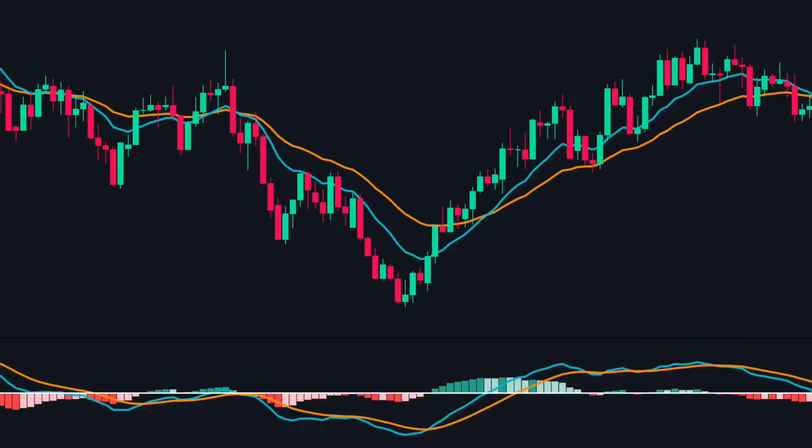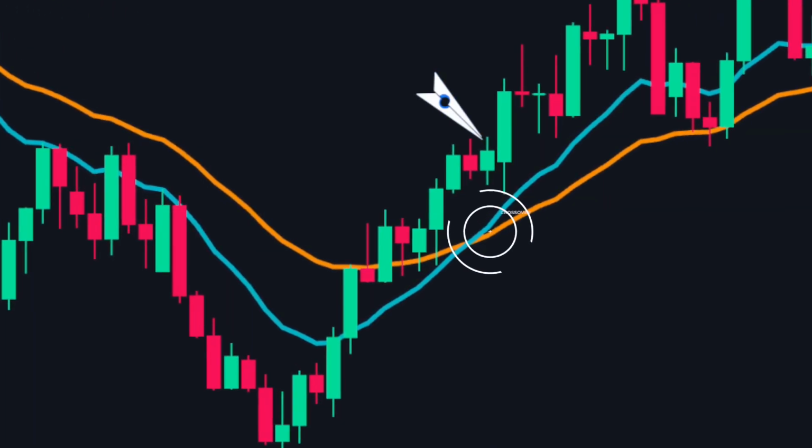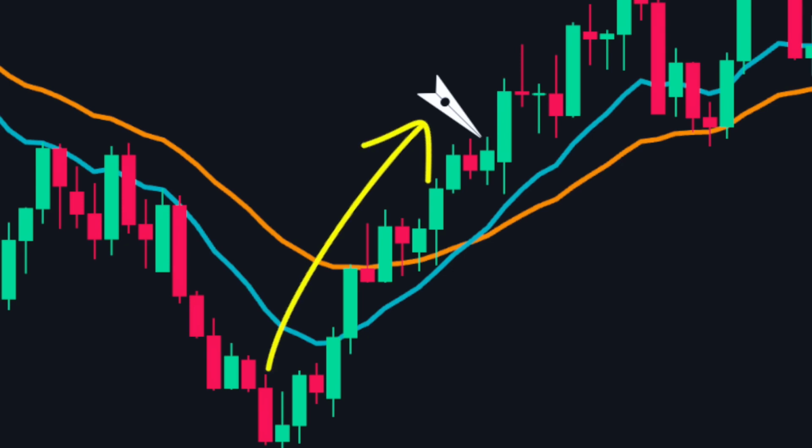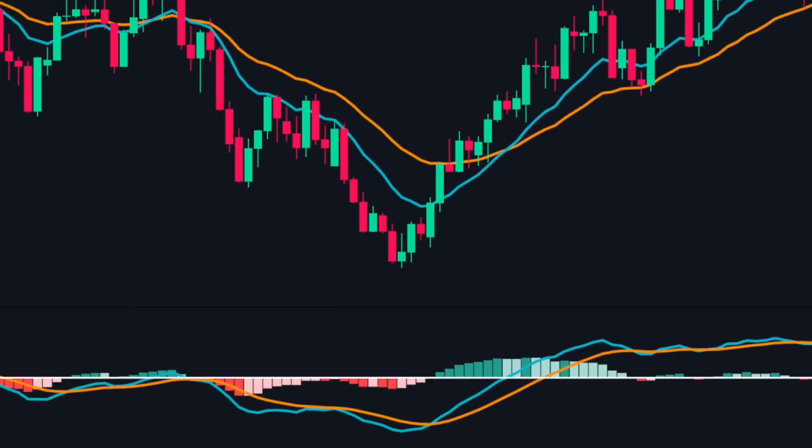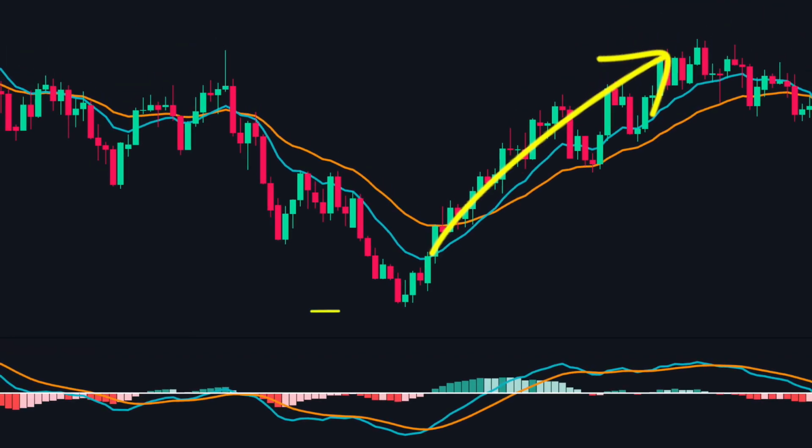Here is another example. We can see that the 12 EMA crossed above the 26 EMA on this candle. It is a bullish crossover, so a buy entry occurs here. But the crossover happens only after the price has moved a certain distance. On the other hand, the MACD crossover occurred here, giving us a far better entry price. As a result, we captured a good portion of this move with a tighter stop loss.